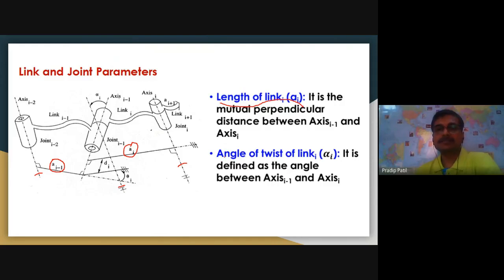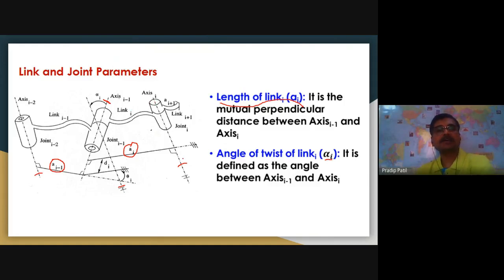Second parameter is the angle of twist. It is measured by alpha i. Alpha i is defined as the angle between the axis i minus 1 and axis i. Now where is the i minus 1 axis? The i minus 1 axis is here, I will mark it here. Axis i is over here.